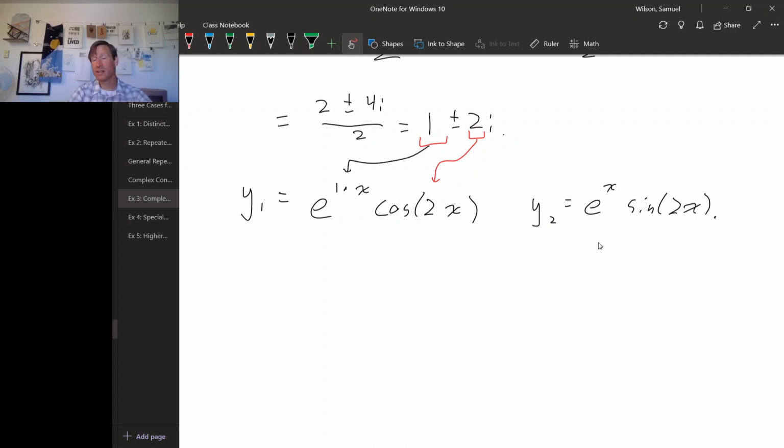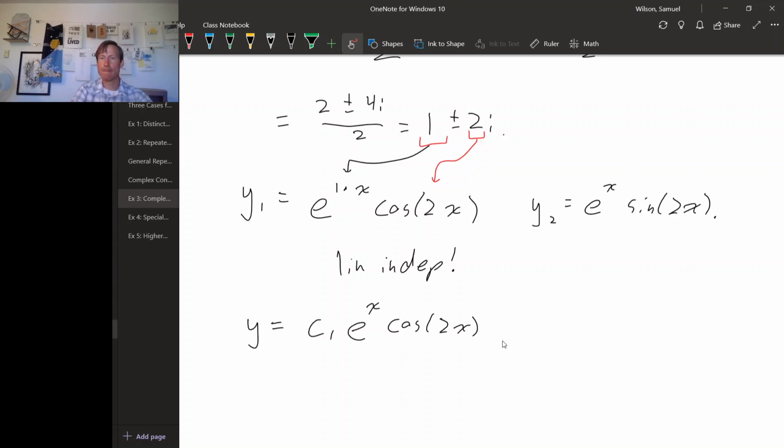I won't calculate the Wronskian of these two, but the Wronskian does come out to be nonzero, so these two are linearly independent. So we have a fundamental set of solutions for our second order equation, and we can write the general solution to the second order homogeneous equation. It's any constant c sub 1 times y sub 1, which is e to the x cosine 2x, plus any real constant c sub 2 times y sub 2, e to the x sine 2x.